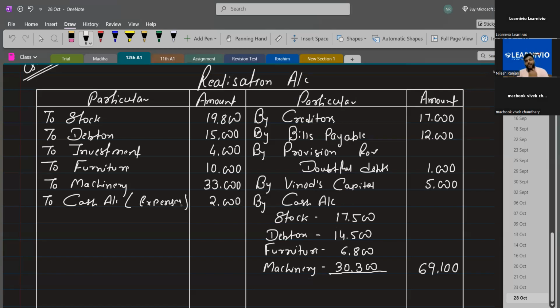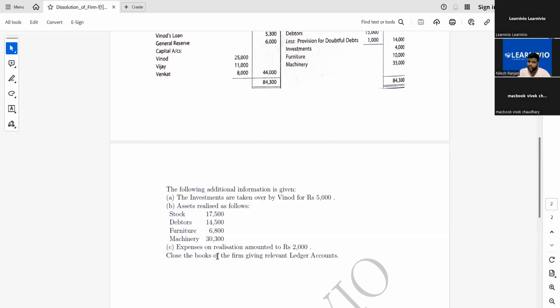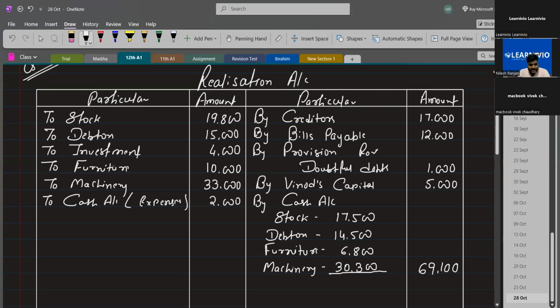Now we have to see whether information about all the assets and liabilities is given or not. There is no other information. That's it. Close the books of the firm, giving relevant ledger accounts. First of all, we see the asset side. The stock is realized, 17,500. Debtors is also realized, 14,500. Investment taken over by Vinod, furniture realized 6,800, and then machinery. So all the assets are realized. Now the liability: there is no information about liability.